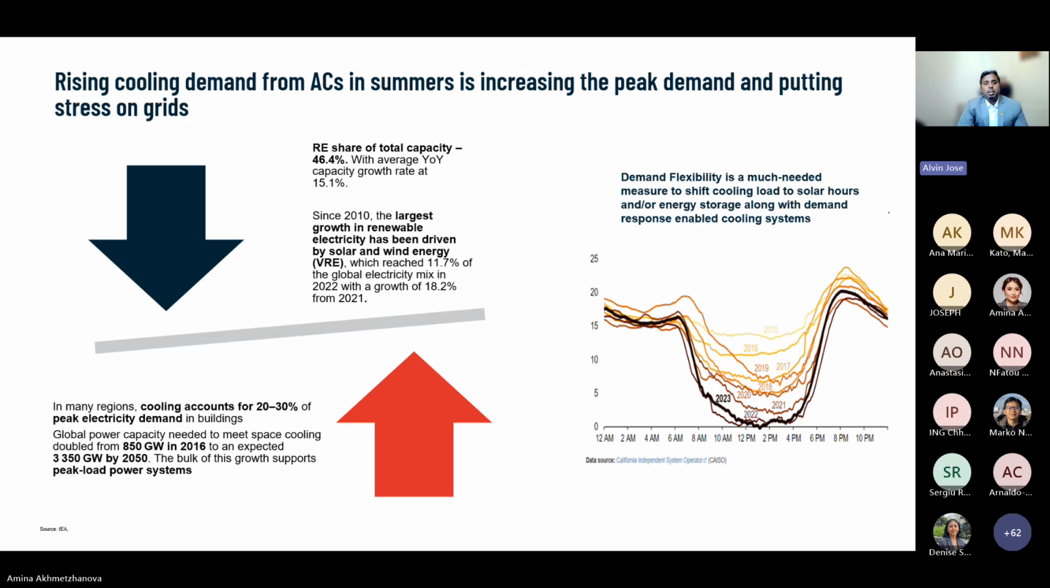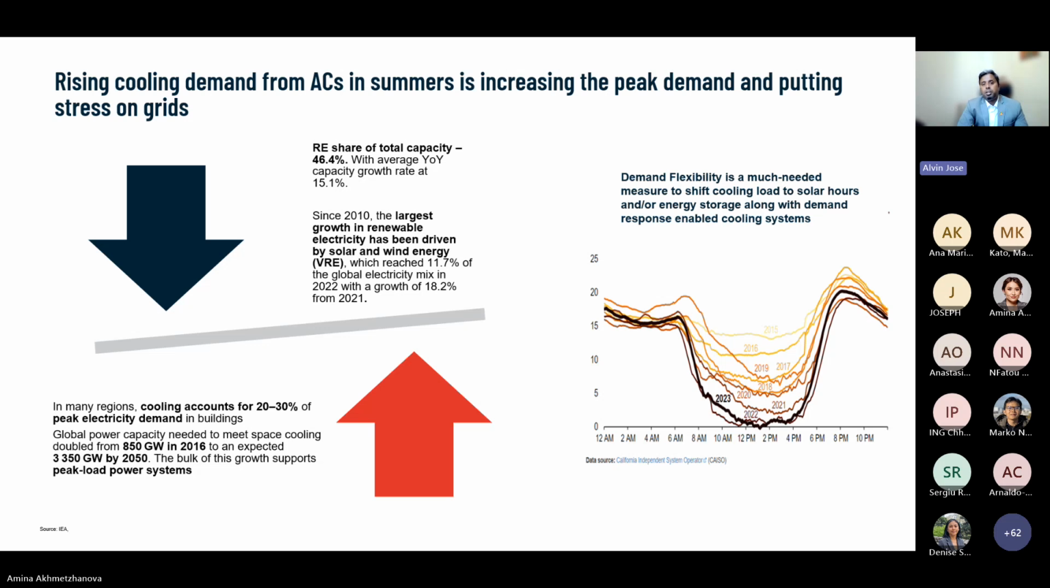Next. One key element that is really emerging is the rising cooling demand from ACs in summers, as global warming becomes more and more prevalent. We are going to see more hot summers in the years ahead. At the same time, there is a big infusion of renewable energy into the electricity grid, with large shares of variable renewables coming in. And the peak demand is going to increase significantly. We are looking at almost 850 gigawatts, which is double today's India's capacity, globally.